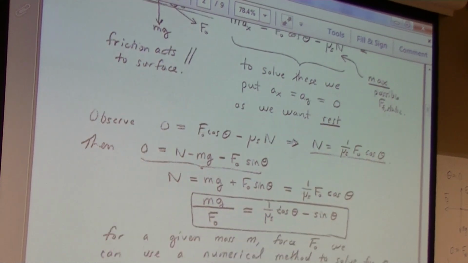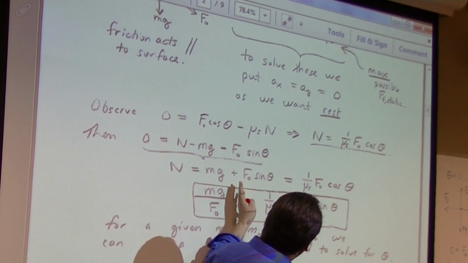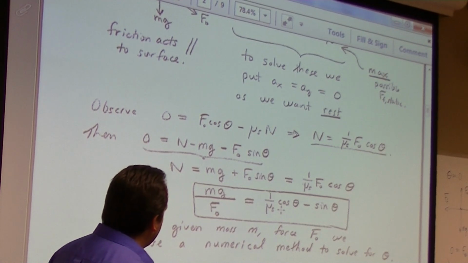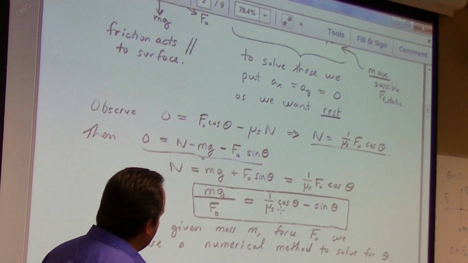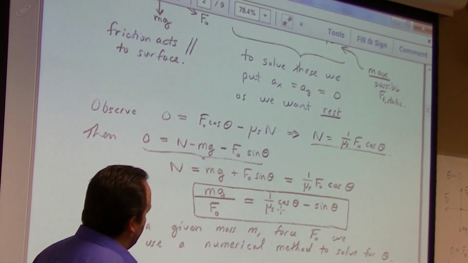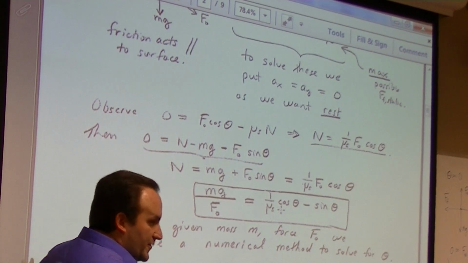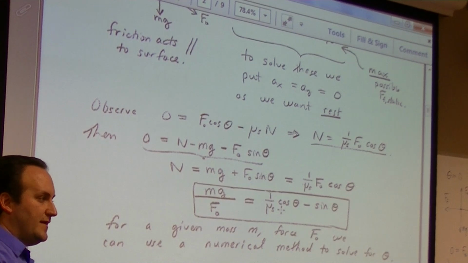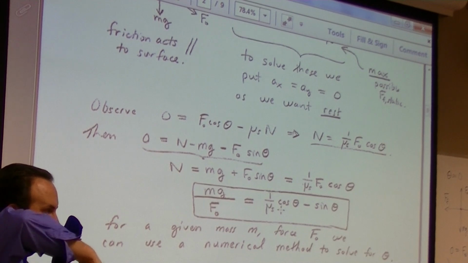What can I do? Algebra. So I subtract sine theta to the other side, I divide by f naught, and that gives me this handy-dandy relation. The weight of the box divided by f naught is equal to 1 over mu sub s cosine theta minus sine theta. I've derived this equation under the assumption that the force of friction is the largest it can possibly be. So intuitively speaking, that must mean that that's going to give me the minimum angle above 0 where it works. Does that make sense?